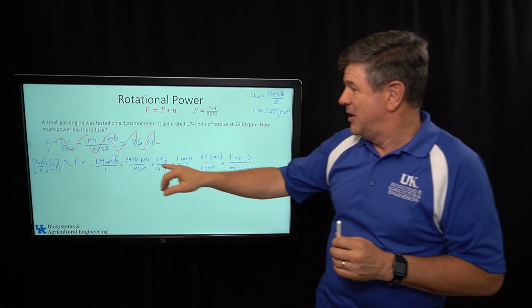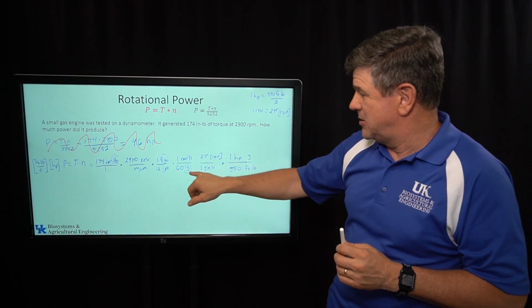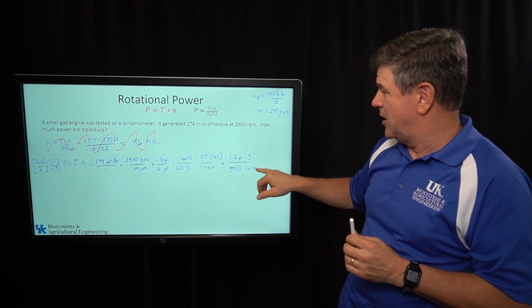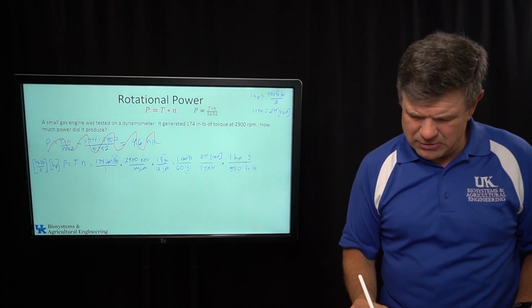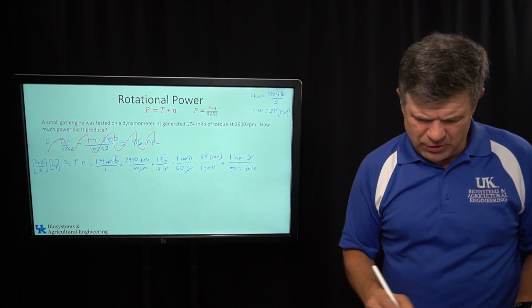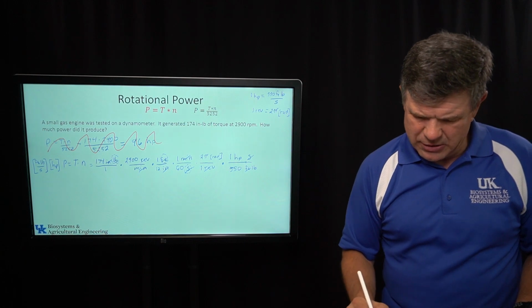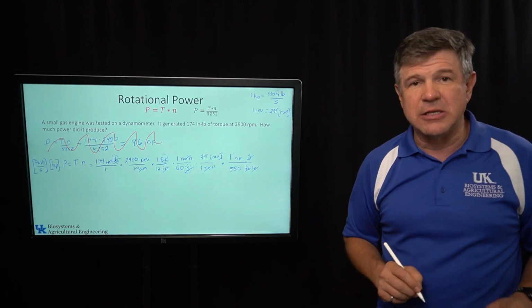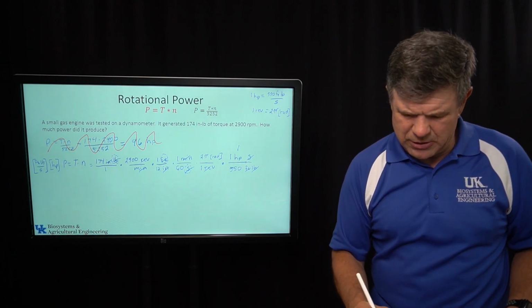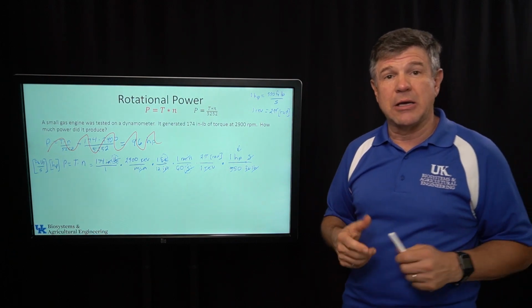What do I have in the top? I've got my seconds up here, seconds down here. They're going to cancel. Foot and the pound are going to cancel with the foot and the pounds over there. So I'll go ahead and do that. Seconds is gone. Foot is gone. The pounds are gone. What am I left with? The only thing I'm left with now is the horsepower.